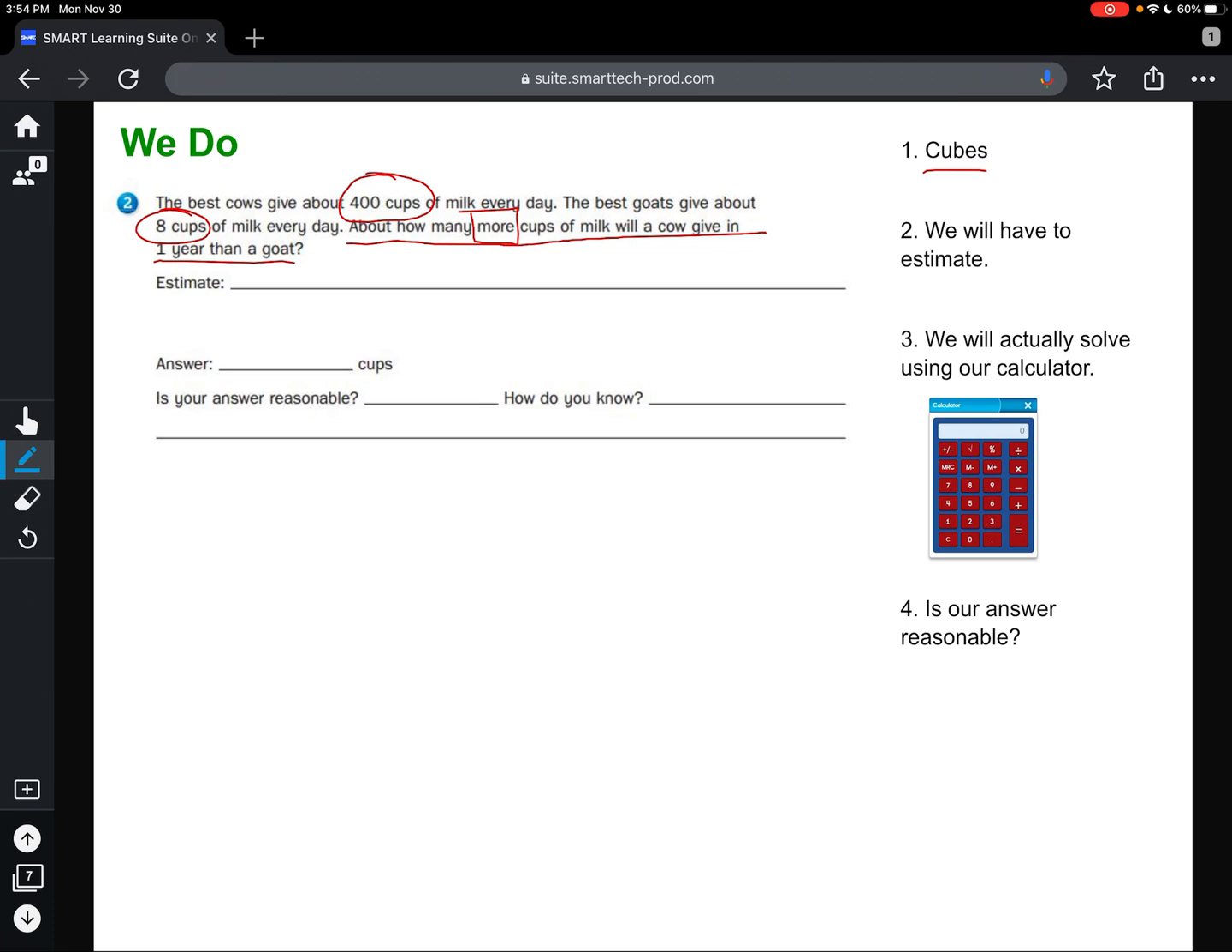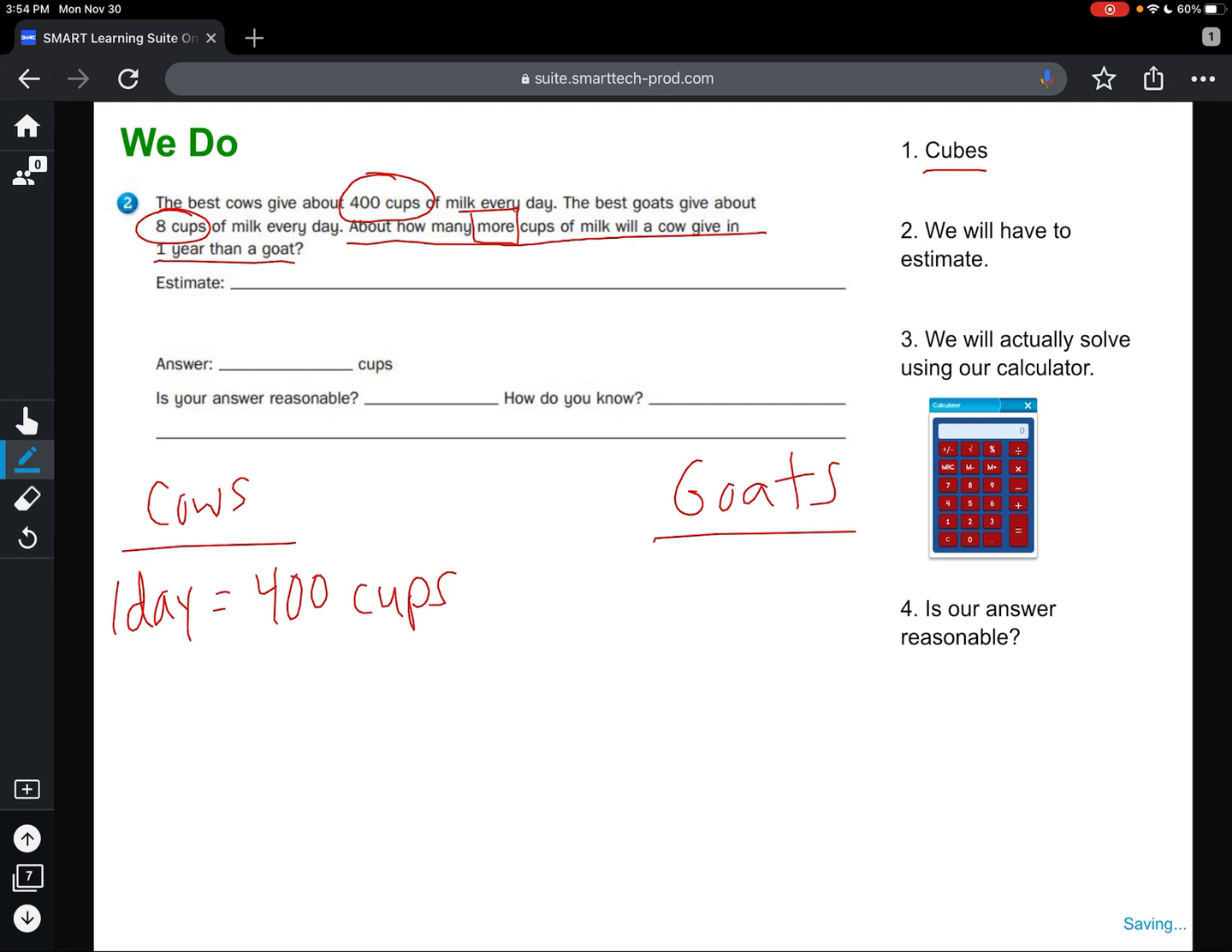plan to solve. So I'm going to again write below. Maybe you write this on the side or on a scrap piece of paper or on your slate. I'm going to write down what I know. So I know for cows, and I'm going to write down what I know for the goats. So in one day, how much milk does a cow produce? 400 cups. Write that down. In one day, a goat produces how much milk?